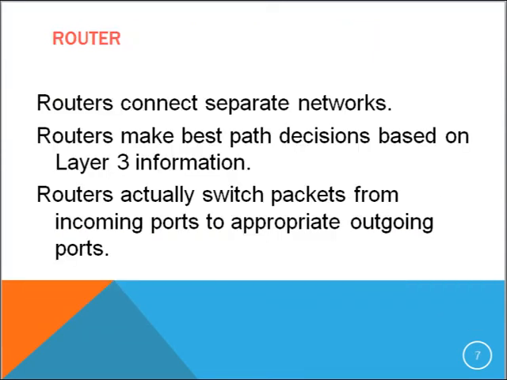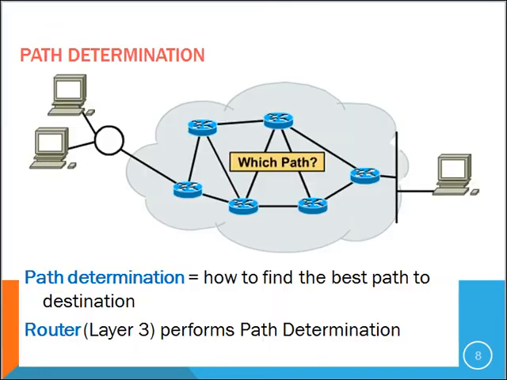In general, routers are layer 3 devices. They connect different networks together, and they make what we call the best path decision based on the layer 3 information so that they can reach the destination in the shortest time possible. So the router in a computer network performs an action called path determination. Path determination is a term to describe how the router finds the best path to the destination, and this is a job performed by the layer 3 router.